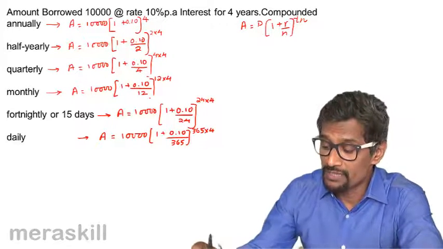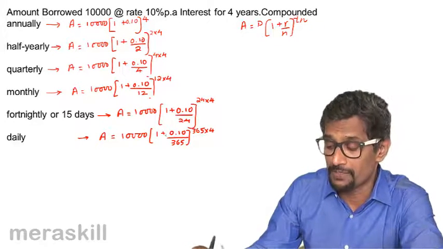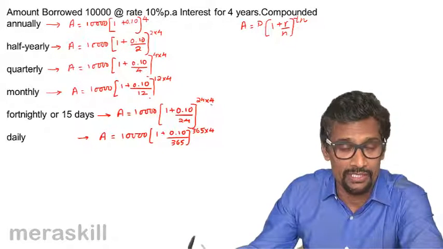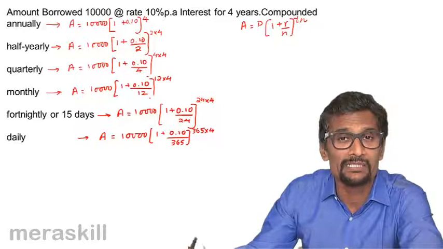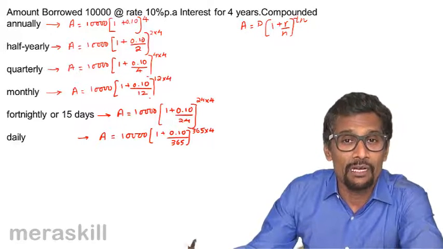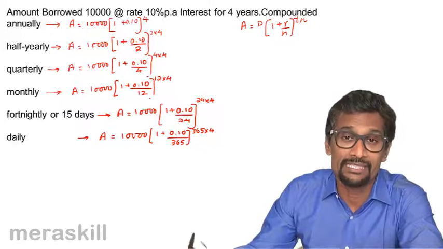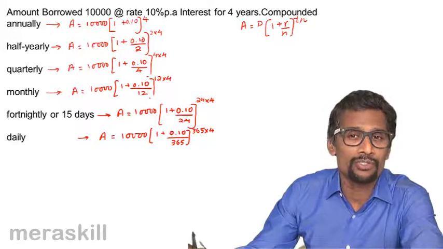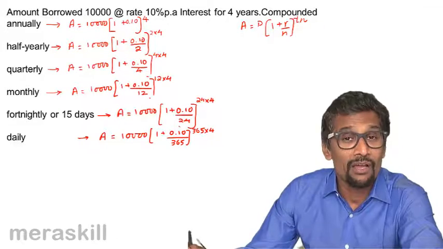So in each of these cases, the amounts would change marginally, because when you're increasing this power, you're also dividing the rate. So there is a kind of compensation taking place, but still, since it is compounding, the number of times interest is added on interest increases. So as the period becomes shorter and shorter, the amount of interest earned will definitely become slightly, marginally more.